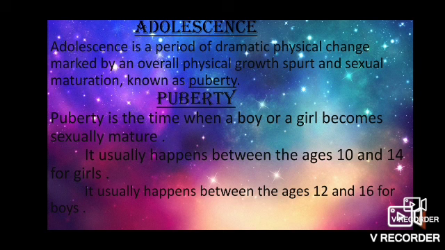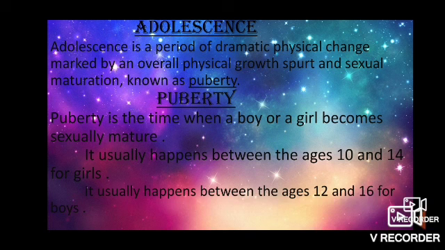This means there is a physical change of your body. There are some sexual changes also, which happen in your body at a certain period. Now the word puberty came. What does puberty mean? Puberty is the time when a boy or a girl becomes sexually mature. Sexually mature means that during adolescence your body is developing the reproductive organs, and after you have completed the adolescence stage, your body is capable of the reproduction process. It usually happens between the ages 10 and 14 for girls, and between the ages 12 and 16 for boys.